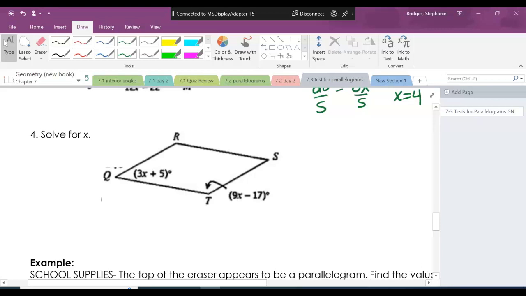All right, next one. I want you to solve for x. Okay, let me ask you a question first. Are these things that are labeled the 3x plus 5 and the 9x minus 17, are those sides or angles? Angles. Okay, so when it's angles, here's what you have to determine. Are they opposite from each other so that we set them equal? Or are they next to each other so that we add them and set them equal to 180?